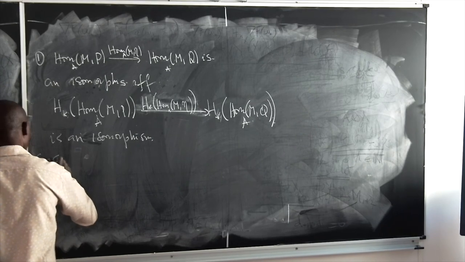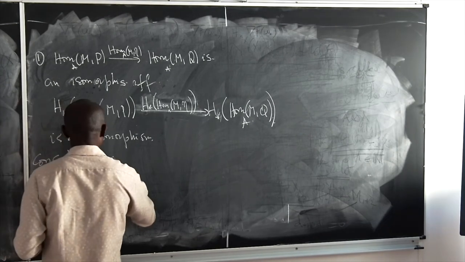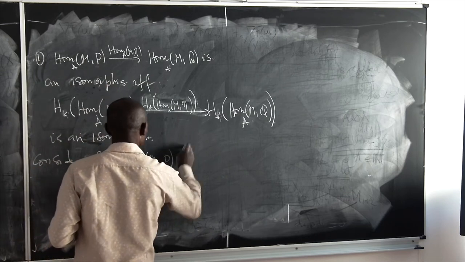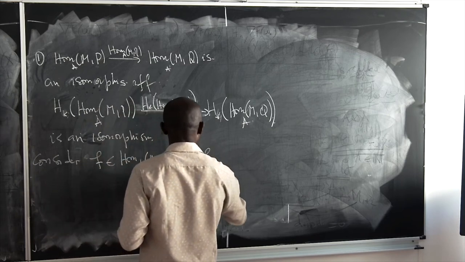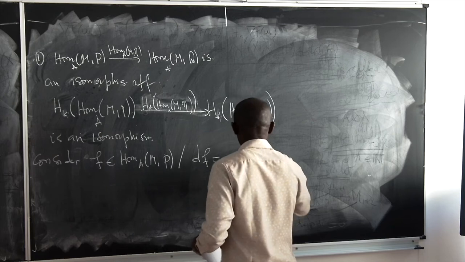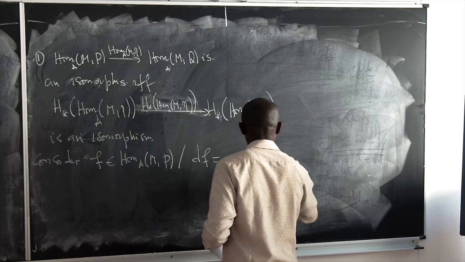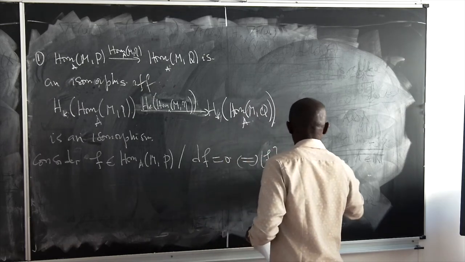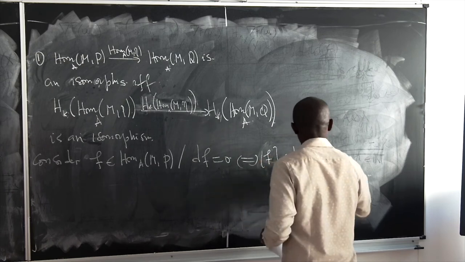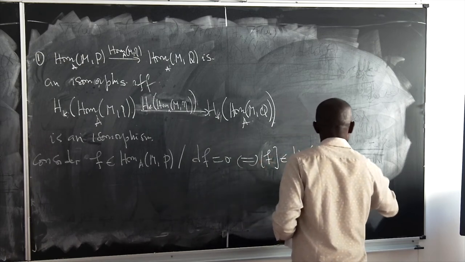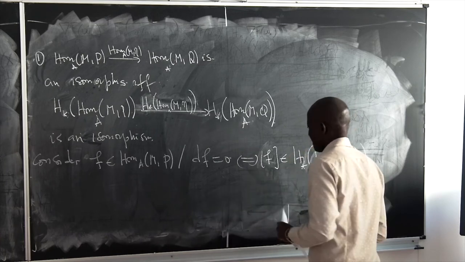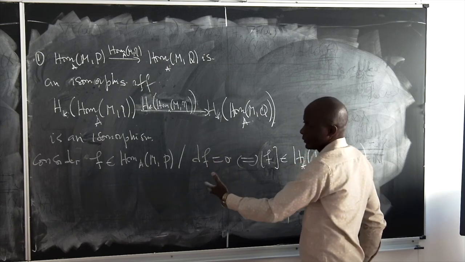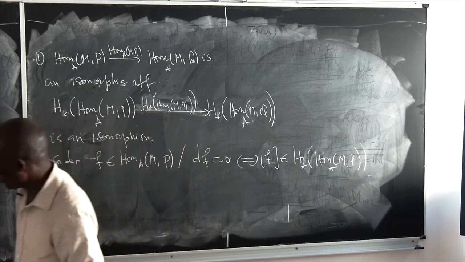Consider F in this one, such that T of F is equal to 0. This means exactly that F is in the homology of Hom_A(M, P). This means that F is a cycle or a cocycle, depending on the nature of our complex.